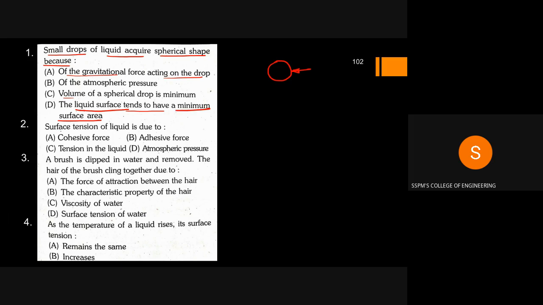Okay. Second question is: surface tension of the liquid is due to cohesive force, adhesive force, tension in the liquid, or the atmospheric pressure. Okay. So surface tension is because of the cohesive force.